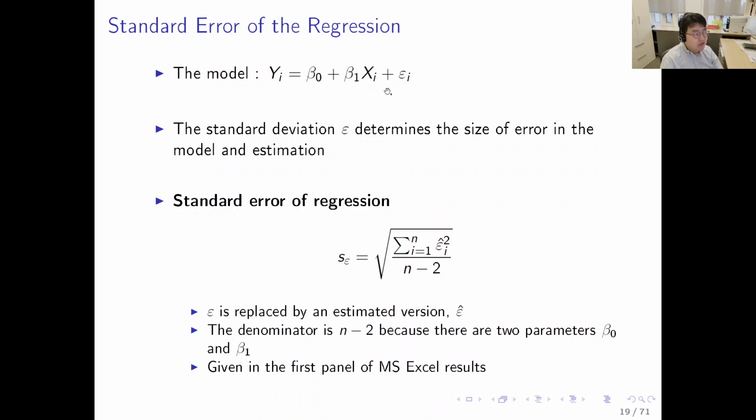Standard deviation of epsilon determines the error of the model, right? So if the error is large, that means the data are very noisy. But if the epsilon standard deviation is small, that means your data is really nice and there is very little noise, little error, so your estimation will be easy and accurate. So how big the error is is very important for the accuracy of your estimation problem. So we call the standard deviation of the error term the standard error of the regression.